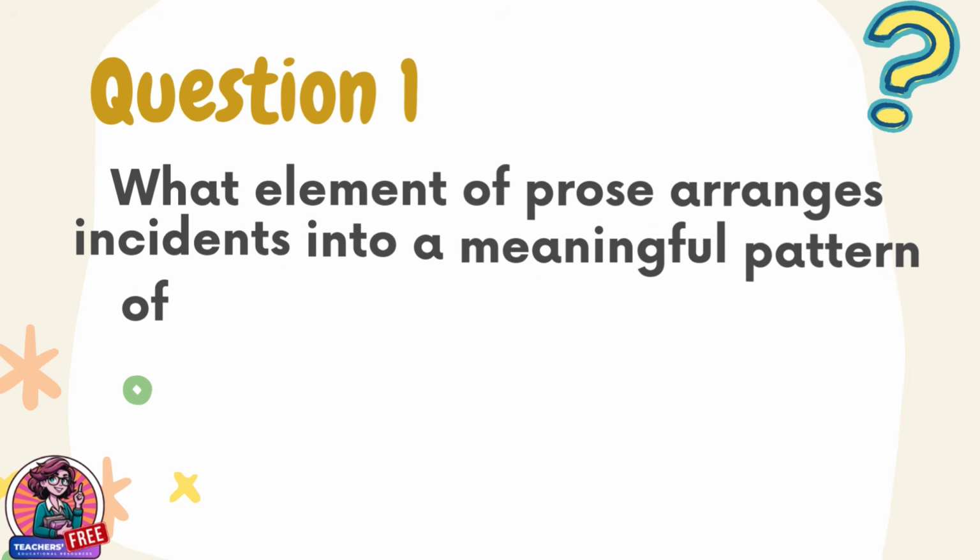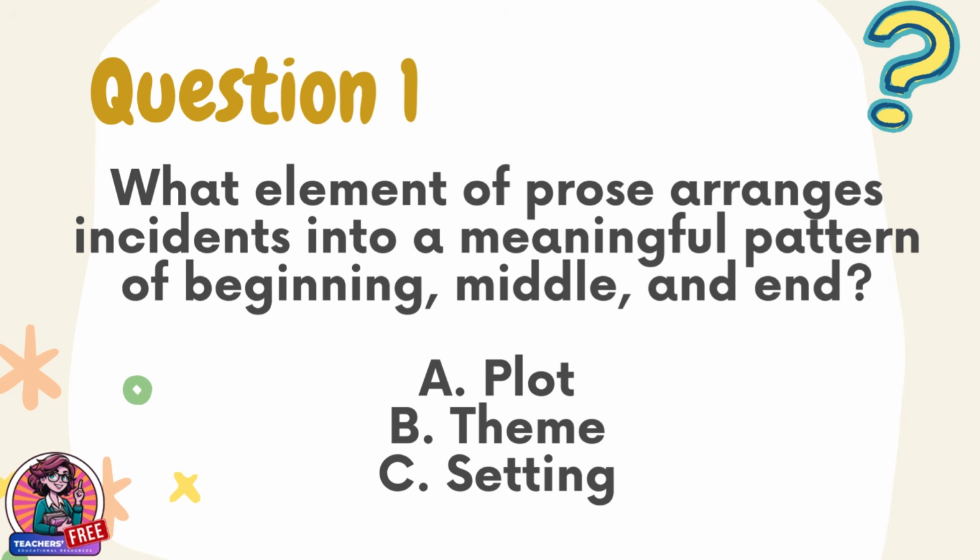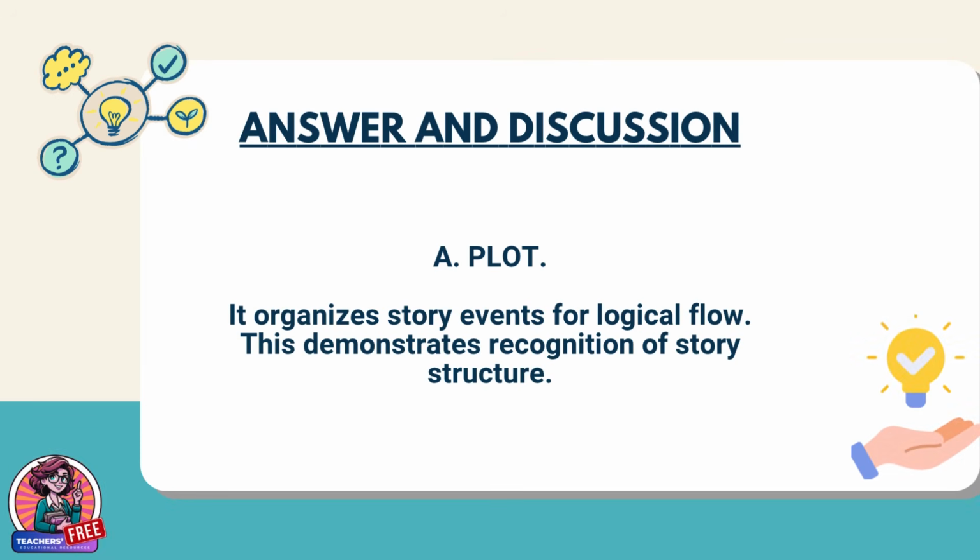Question 1. What element of prose arranges incidents into a meaningful pattern of beginning, middle, and end? A. Plot. B. Theme. C. Setting. Answer. A. Plot. It organizes story events for logical flow. This demonstrates recognition of story structure.